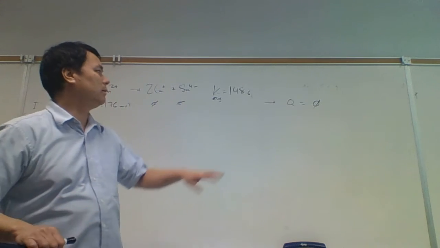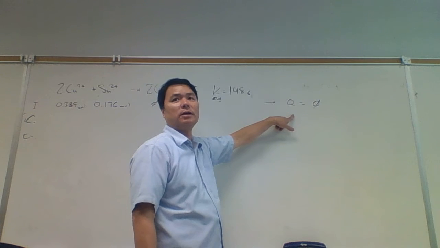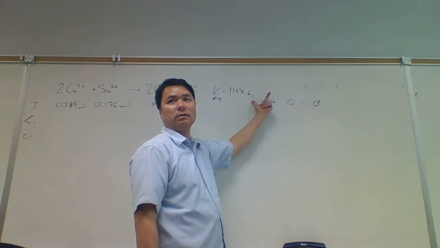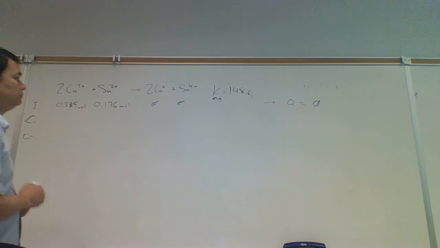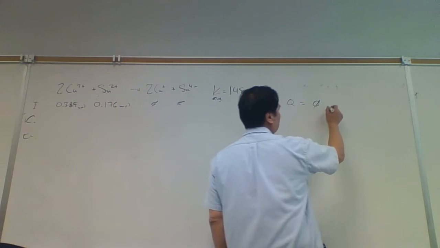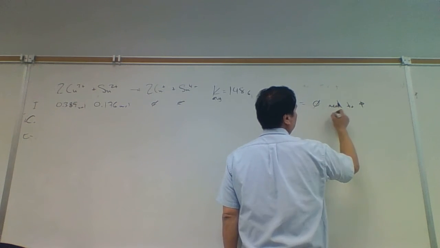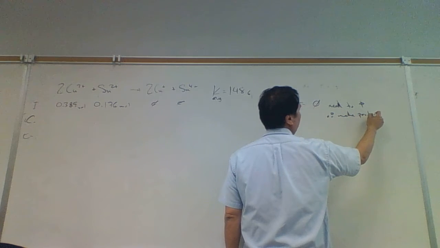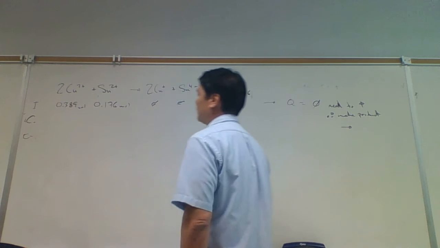Do you see my Q? This is not the correct ratio. The correct ratio should be 148.6. Now, that means I need to make more product. Q needs to increase, therefore make product, lose reactant, and we get forward reaction occurring here.